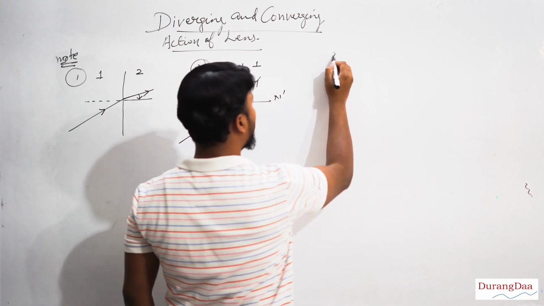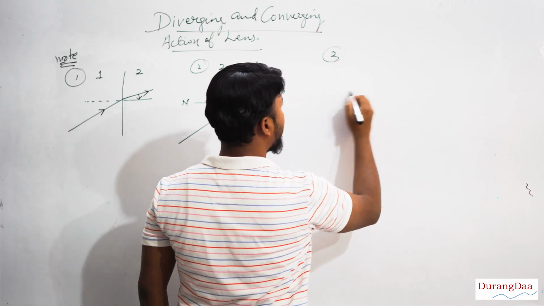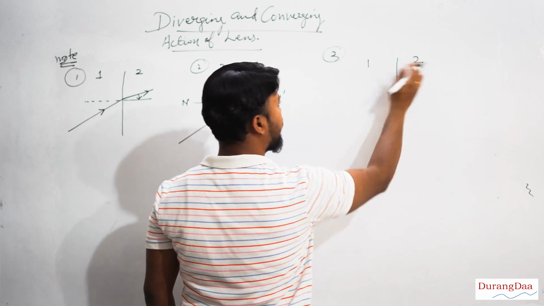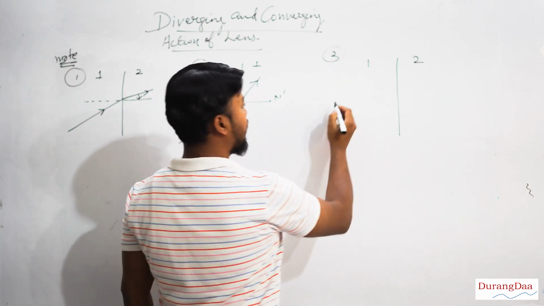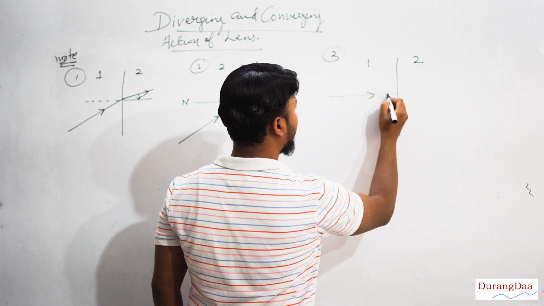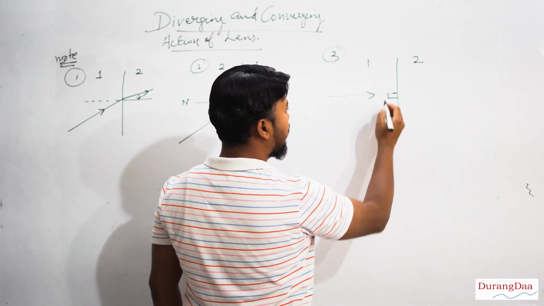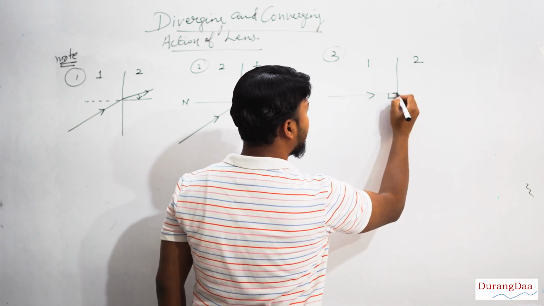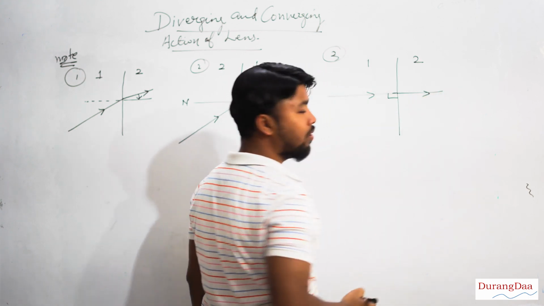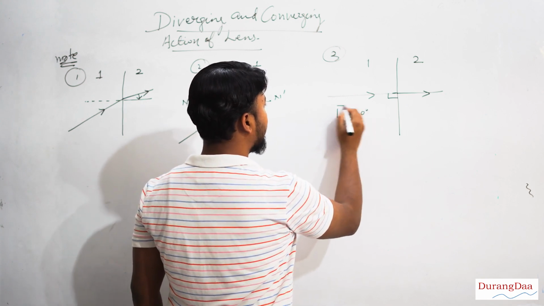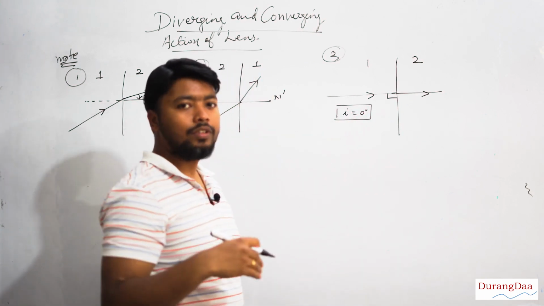And lastly, the third point you should keep in mind is that even if there are 2 mediums having different refractive indices, if a light ray falls normally on it, that means making 90° with the surface, in that case light will pass undeviated without refraction. This is the case when the angle of incidence is equal to 0°. This is just a revision from your previous classes.